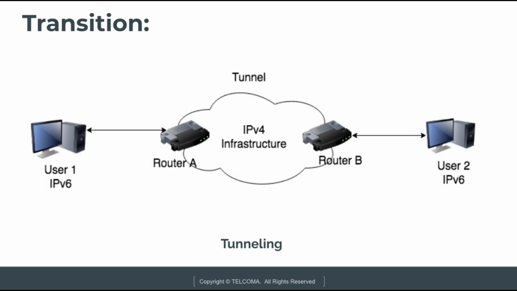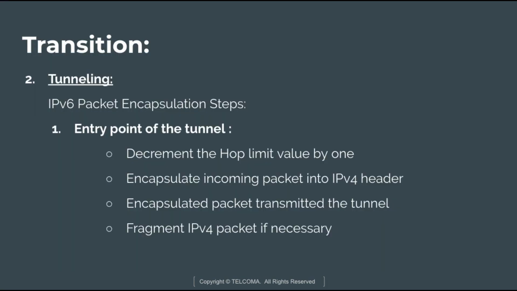So in this way, they communicate with each other across the IPv4 infrastructure in between. So this is a tunneling process where we are tunneling through the IPv4 infrastructure to make communication between the two IPv6 users. Next is tunneling.